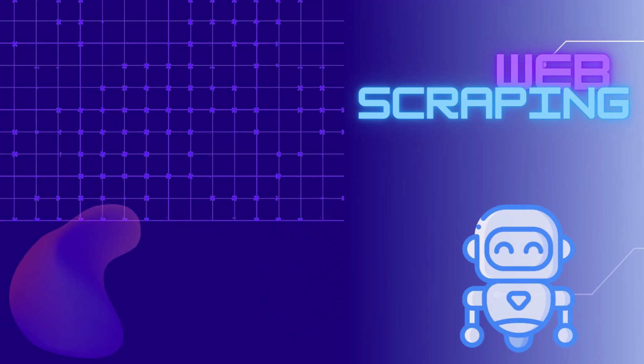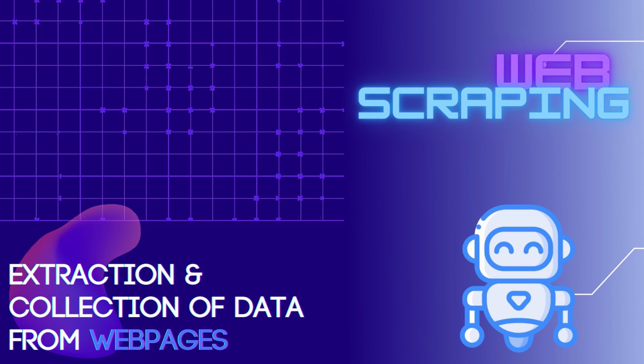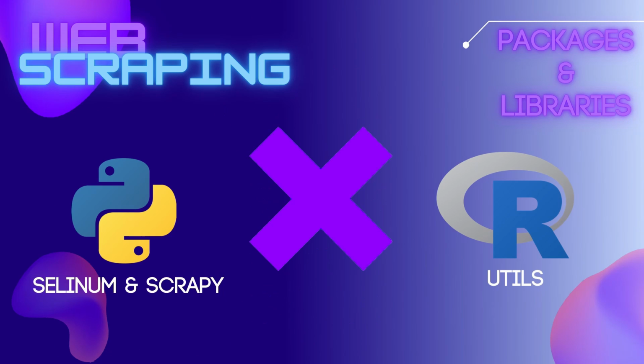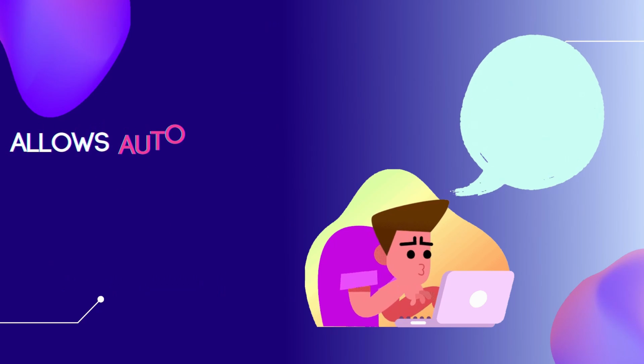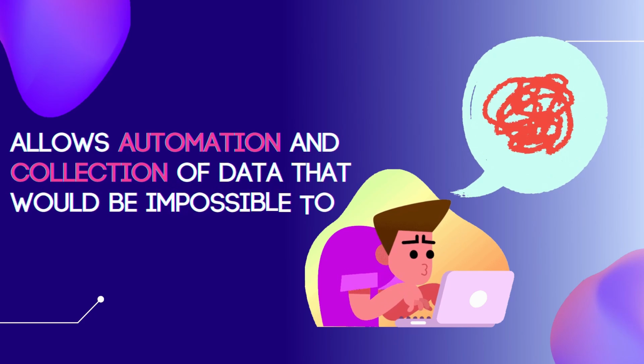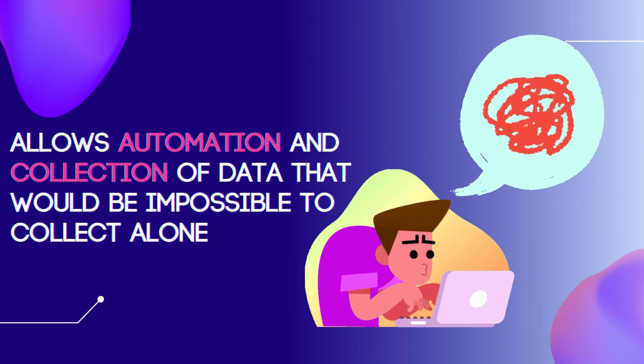Web scraping is the extraction and collection of data from web pages. Examples of packages and libraries that provide scraping functionalities include but are not limited to Selenium and Scrapy in Python and the utils package in R. Scraping allows for the automation of menial tasks and the collection of data that would otherwise be near impossible to collect in full. This is due to the amount of human resources that would be required to do so.